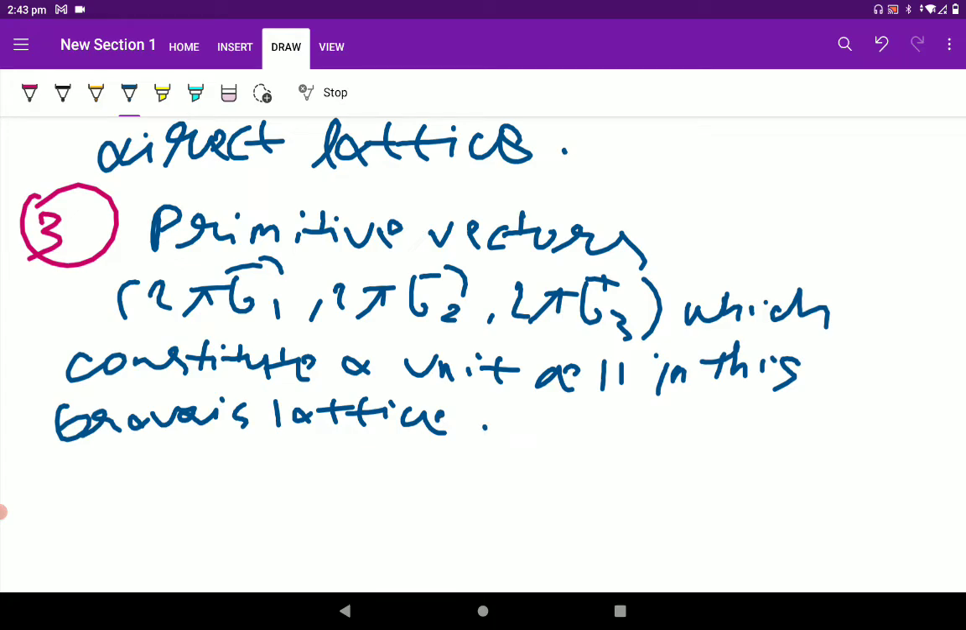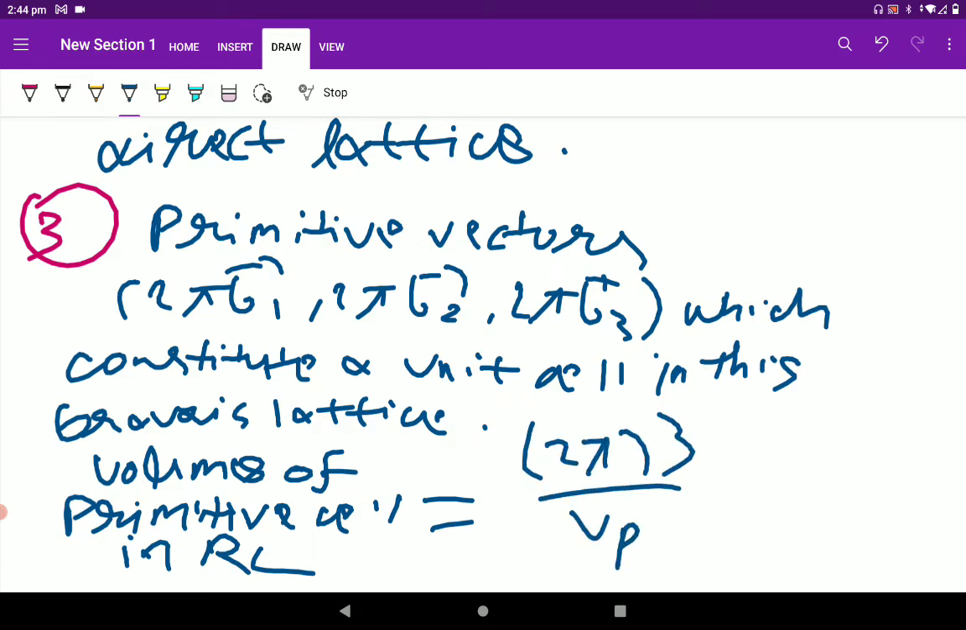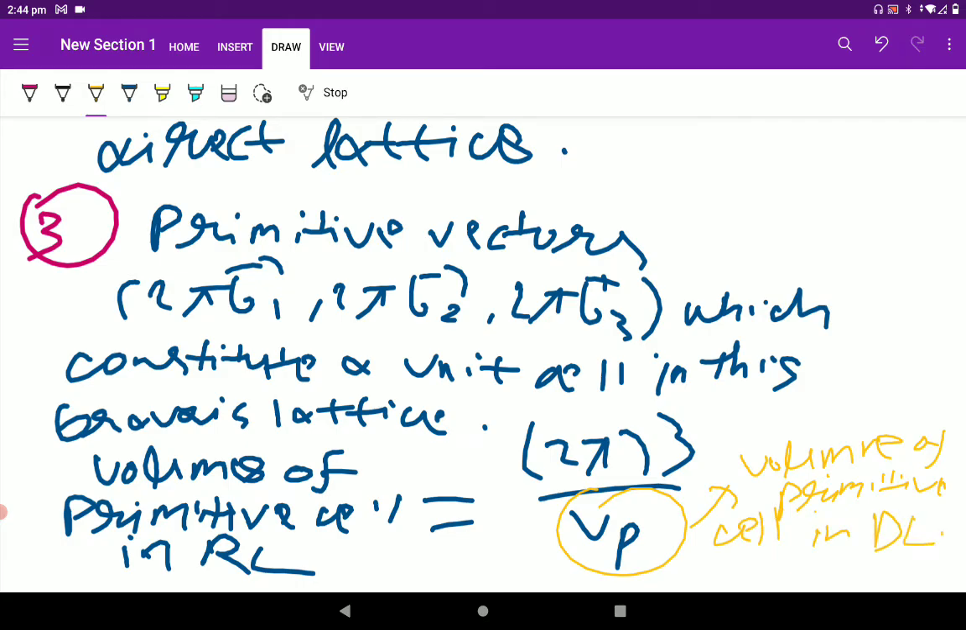So the volume of the primitive cell in the reciprocal lattice is equal to 2 pi cubed upon Vp. Here Vp is the volume of the primitive cell in the direct lattice.